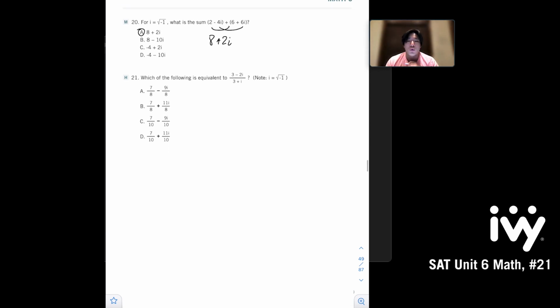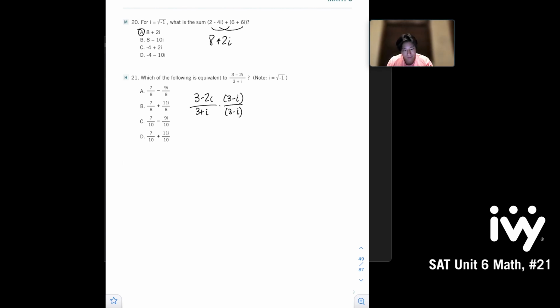Question 21. Which of the following is equivalent to 3 minus 2i over 3 plus i, with, of course, i equal to the square root of negative 1. So the trick here is that we have i in the numerator and denominator, and we don't really know what to do with it. However, it works similarly as if you were to treat i as any other variable. So let's go ahead and get rid of that i in the denominator so it's easier to evaluate. So we multiply 3 minus 2i over 3 plus i by the conjugate of the denominator, which is 3 minus i, multiplied by this over 3 minus i.